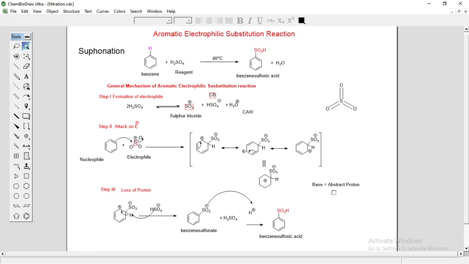Now students, let's see what the advantages of this H2SO4 are. Here H2SO4 acts as a sulfonating reagent, and it already generates the electrophile. It also acts as a dehydrating agent, because water is generated in this reaction, so it removes the water, and it acts as a conjugate base in the last step. So this is about your sulfonation reaction.